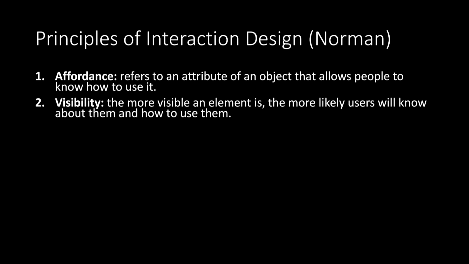Visibility is an important part of the principles of interaction, according to Don Norman, and he says that the more visible an element is, the more likely users will know about it and how to use it. And that speaks to this whole idea of proximity that you learn in some of your design classes, the design principles, or the CARP or CRAP principle.